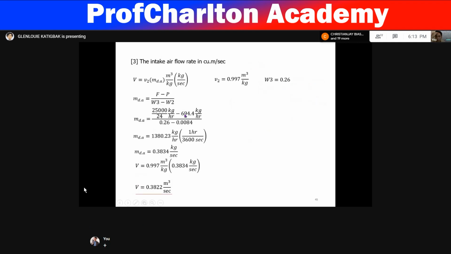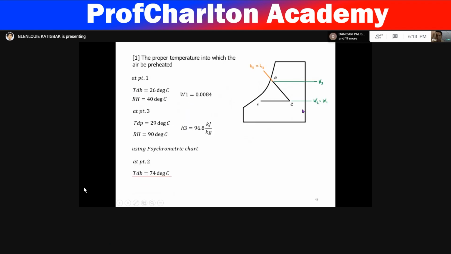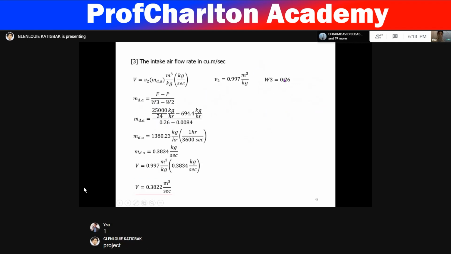Okay, next. Yung mass of dry air. Ano yung formula niyan? Ito. Feed minus product all over W3 minus W2, or humidity ratio 3 minus humidity ratio 2. Tapos yung humidity ratio 2 natin, nakuha natin kanina. Ito, pareho ng 1. W2. Ito yun. Pareho din ng 1, no? Okay. So, ito yung W3 na kuha lang natin. Tapos, input lang natin yung values.